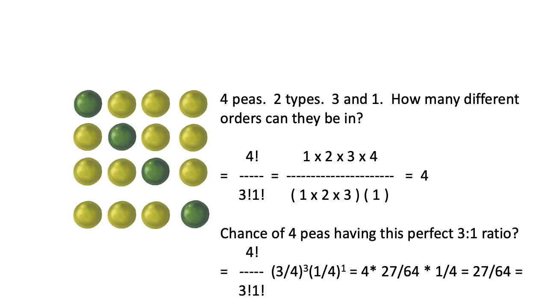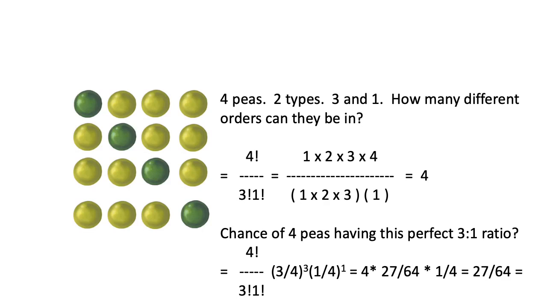Remember, we're trying to find out what is the chance of 4 P's showing this perfect 3-to-1 ratio in a 4-pea pod. So there are 4 possible combinations, the fraction here, 4 factorial over 3 factorial times 1 factorial. And then we add in the p to the s and the q to the t. Now in this case, the p is the likelihood that we're going to have a yellow pea, and we know that it's a 3-to-1 ratio in perfect Mendelian genetics.